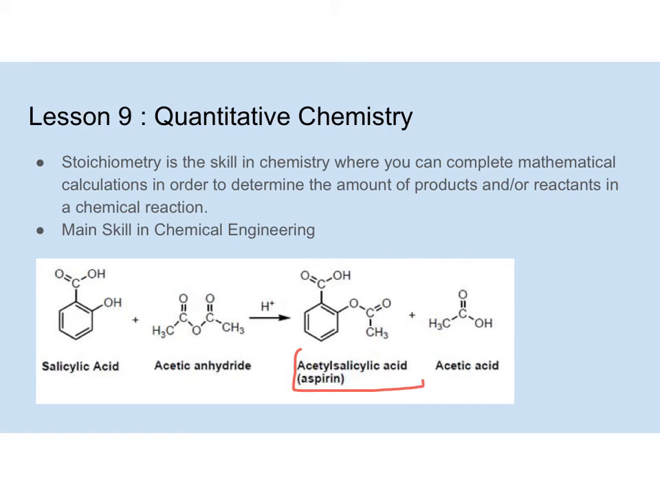Okay? So over here, this is what aspirin is. You may have had an aspirin tablet before. And the job of a chemical engineer is saying, okay, if I'm going to make a 150 milligram aspirin tablet, how much of these products am I going to need to order in my factory in order to make that one tablet?